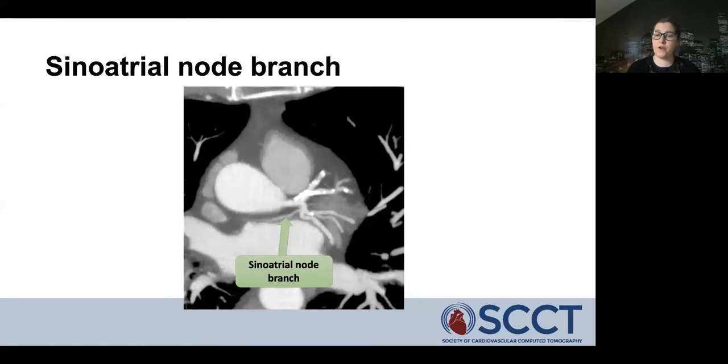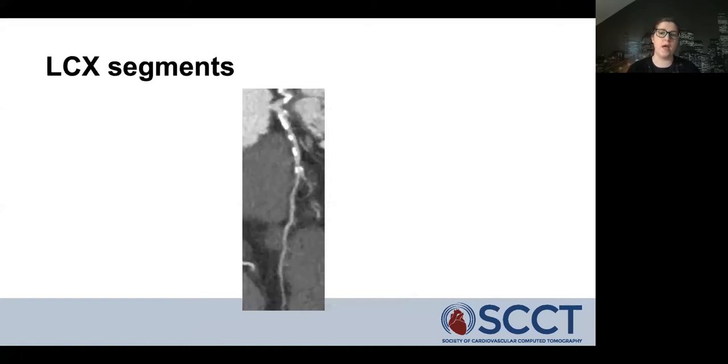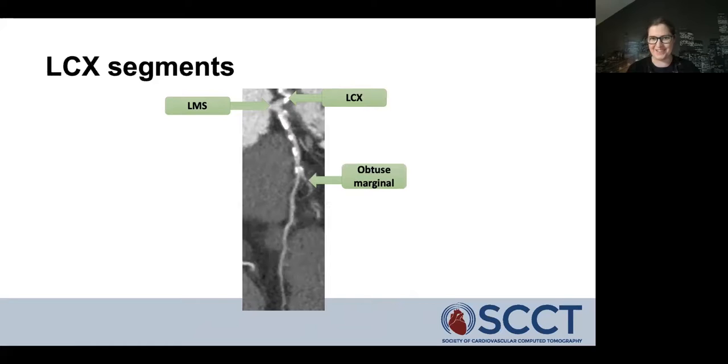If you have other branches further down on the circumflex, they're just counted up: first obtuse marginal, second obtuse marginal, third obtuse marginal, until you get to the bottom of the heart, and we'll come on to that in a minute. So, the circumflex and its segments. Again, we split it into proximal, mid, and distal. We've got our left main stem, and that label there should say LAD, not LCX, for those of you who are eagle-eyed. The first part of the circumflex is called the proximal vessel, and that goes to where the first obtuse marginal comes on.